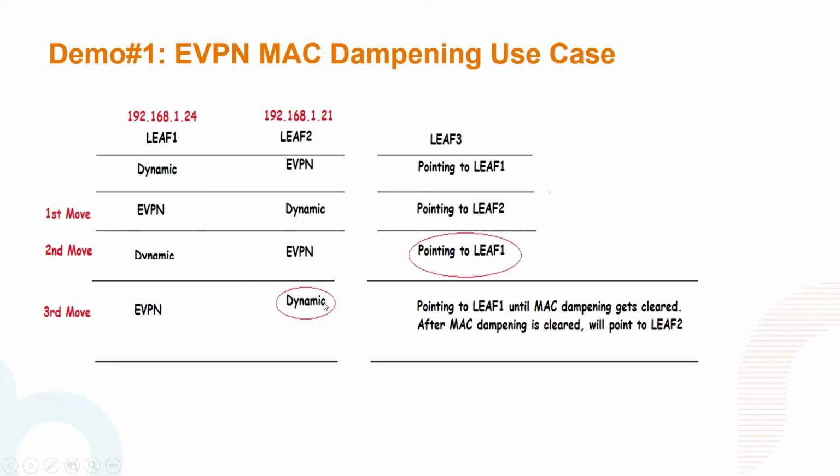So here third move is triggered by a local learning event. He already had an EVPN MAC and now he is learning a dynamic MAC, which means this is a third move. So he will dampen this MAC, dampen this dynamic, which means he will not advertise any route type 2 until the MAC dampening is cleared. So from leaf 3 would be pointing to leaf 1, which is 1.24 until the MAC dampening gets cleared on leaf 2. Once the MAC dampening is cleared on leaf 2, he'll start pointing to leaf 2. So this is the use case of what we are going to see in the demo now.